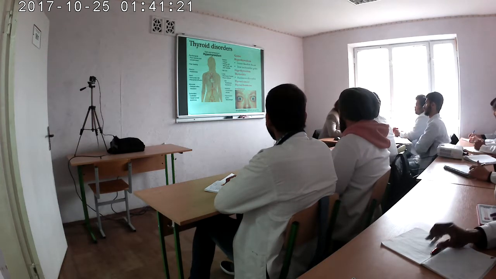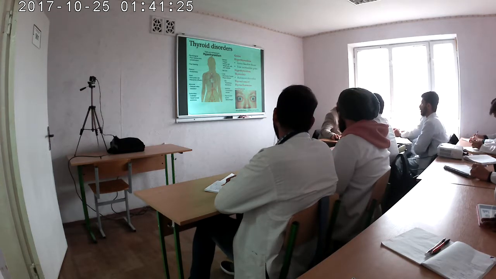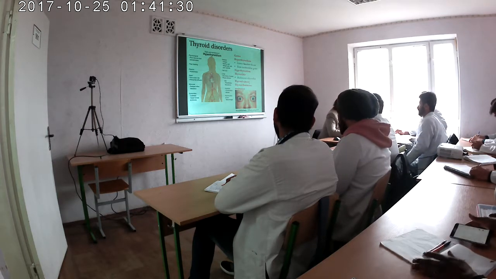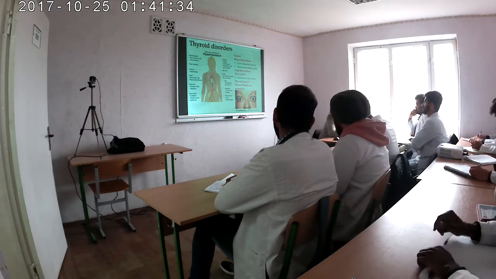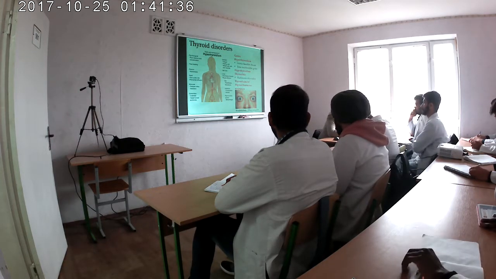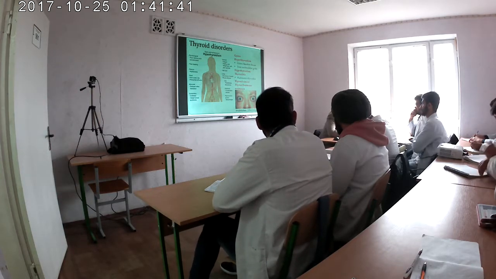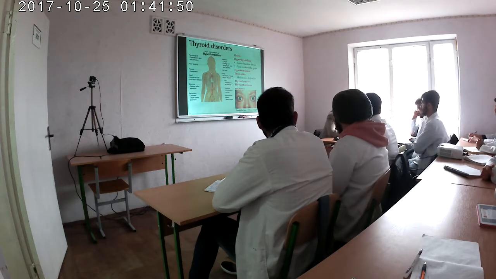Here we have a picture also of exophthalmos. Exophthalmos is one of the typical signs of diffuse toxic goiter. Exophthalmos is the protrusion of the eyeballs. Here in this picture we see a person who has what looks like an angry or very concentrated, focused look.